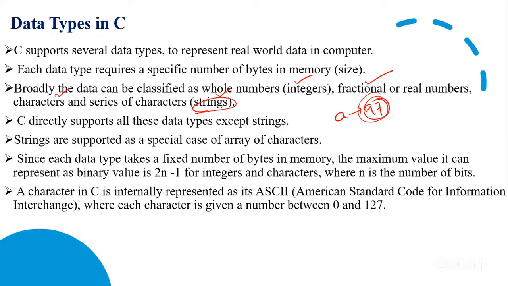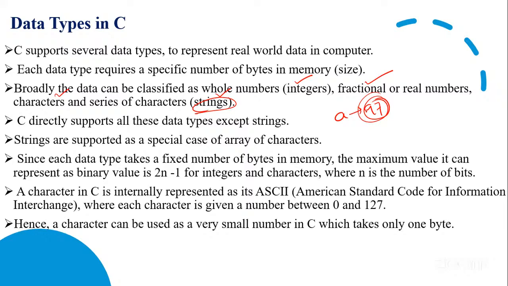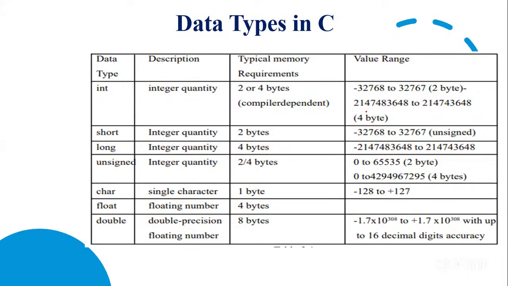From that, it will be converted into some format so that the machine can understand it, ones and zeros. And these are the data types supported by C. First data type is int. And in int, we have three types: short int, long int, and unsigned integer. The second one is character data type, the third one is float data type, and the fourth one is double data type. C supports these data types.